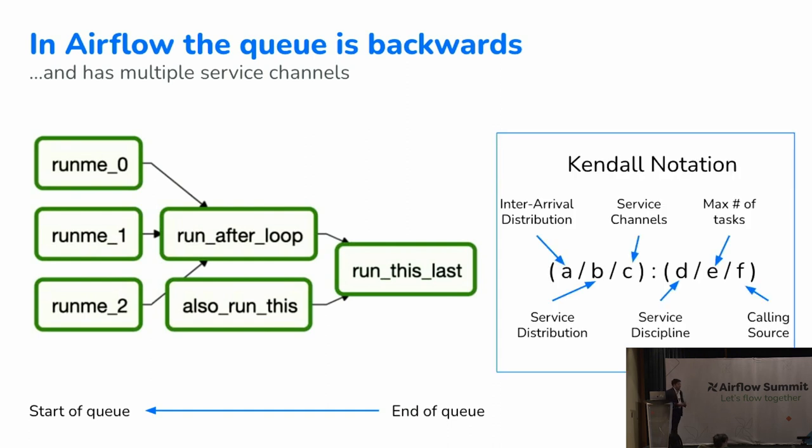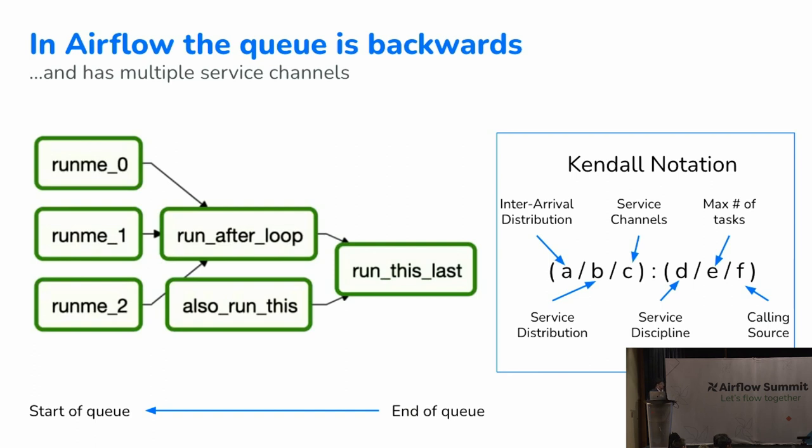Something that we use when talking about queues is Kendall's notation, and this is super useful when you're considering what things to optimize for. It's not a formula, it makes no sense as a formula, but it gives you variables that you can look at in your own organization to know where to optimize. So you have the inter-arrival distribution, which is how your tasks are scheduled. How is that distributed in time? It generally looks like a Poisson distribution, where most things are scheduled at the beginning, or most time is spent at the beginning, and it sharply reduces as time goes on.